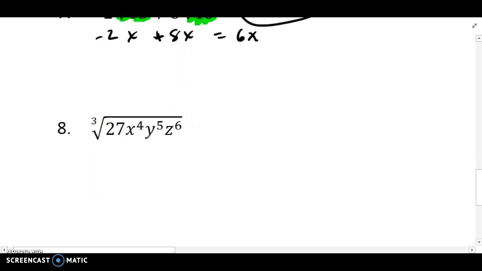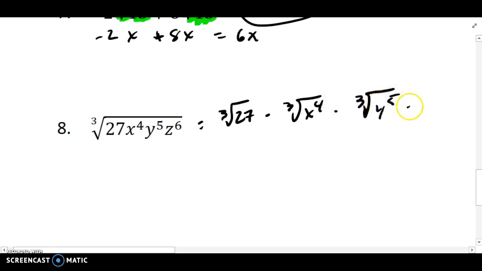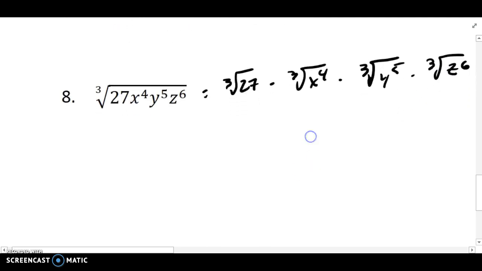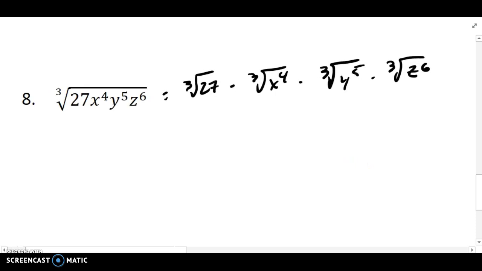Number 8, we're going to break this problem apart. So we have cube root of 27 times cube root of x to the 4th times cube root of y to the 5th times cube root of z to the 6th. And then we're going to compute these. There's a couple ways to do this. The third root of 27 is 3. Here, just to help us understand it, we have x to the 4 thirds, right? And then this would be y to the 5 thirds, and this would be z to the 6 thirds. We want to simplify or root it as much as we can.